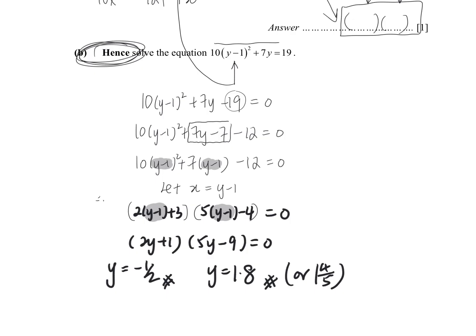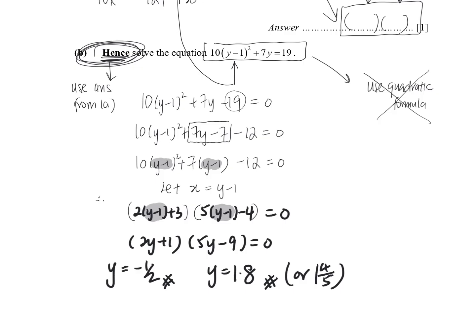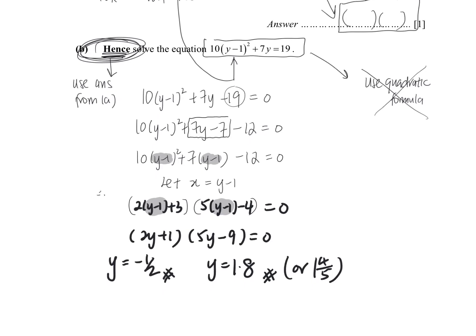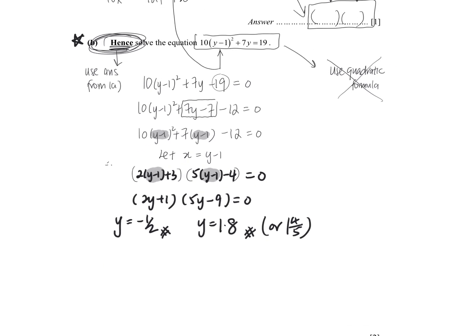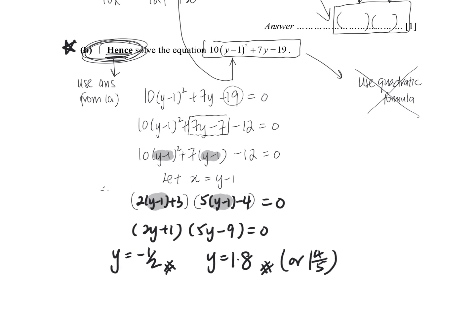You cannot go and expand this, form a quadratic in y and then use the quadratic formula. This one is 0, no marks at all. Cannot use this because they say hence means you must use your answer from part A. So all the little keywords there serve some purpose. Make sure you know what they are asking you. So this is the question that some of you lost marks. So you see this one 2 marks, the sketching 3 marks, the fraction 2 marks. You lose here and there, then your A is gone.